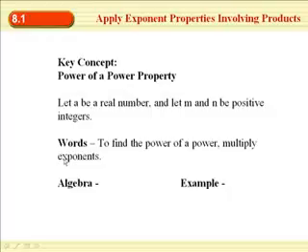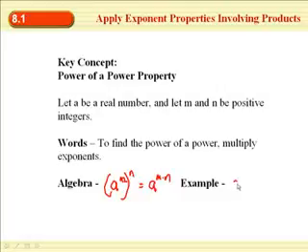All right, our next key concept box is the power of a power. So let A be a real number, let M and N be positive integers. To find the power of a power, you multiply the exponents. So that example looks like this: A to the M, to the N, equals A to the M times N. Now see the difference here. This is a power raised to another power. So 3 to the 4th to the 2nd is 3 to the 8th. You just multiply them.